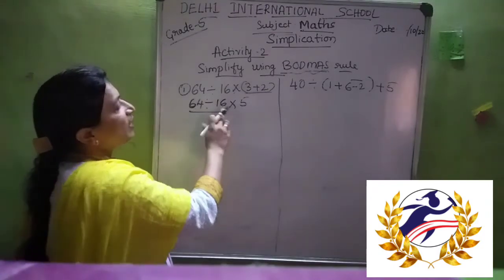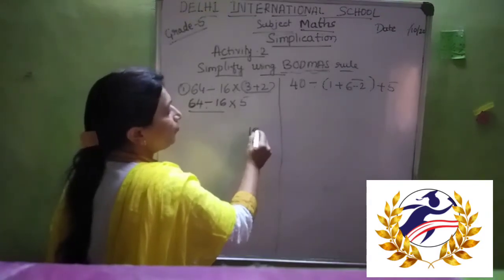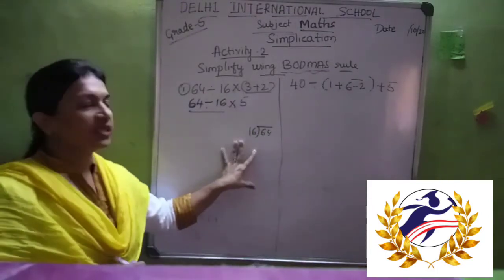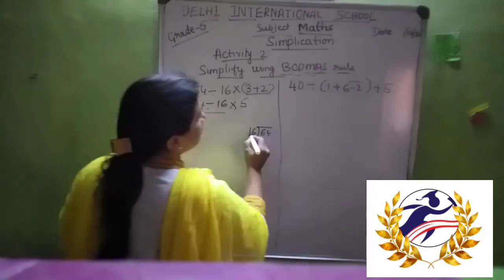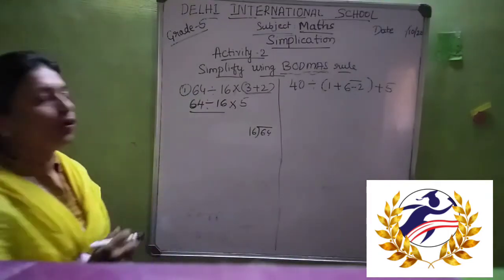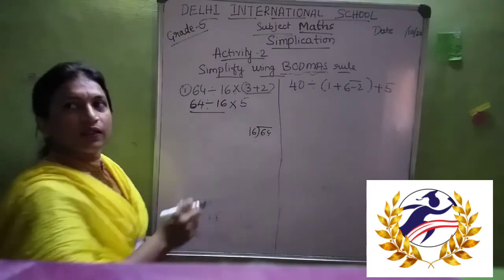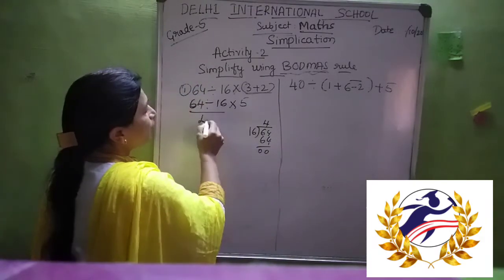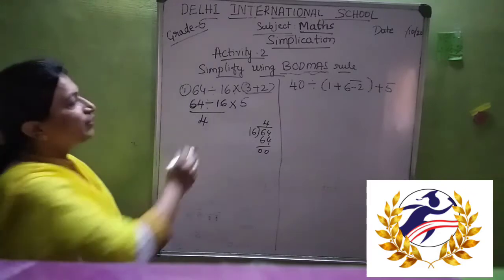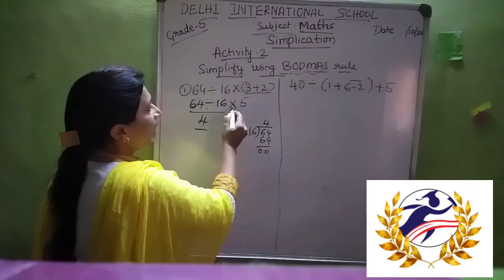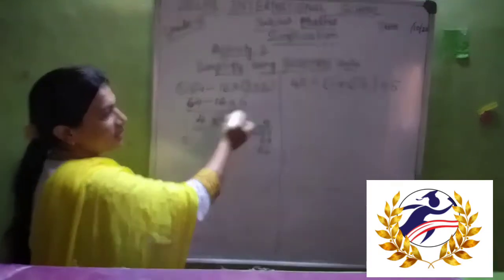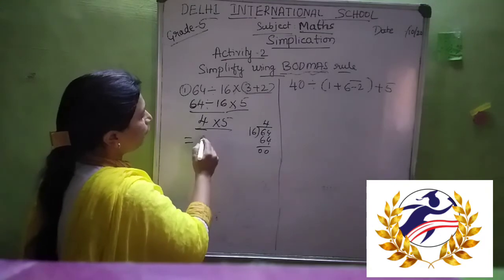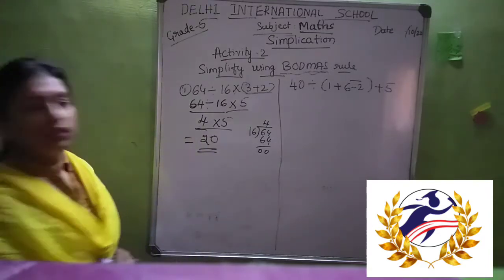64 divided by 16. When we divide 64 by 16, we should learn the table of 16. How many times does 16 go? 16 fours are 64. So instead of writing 64 divided by 16, I wrote 4, and into 5 as it is. Then multiplication: 4 into 5, 4 fives are 20. So this is the answer.